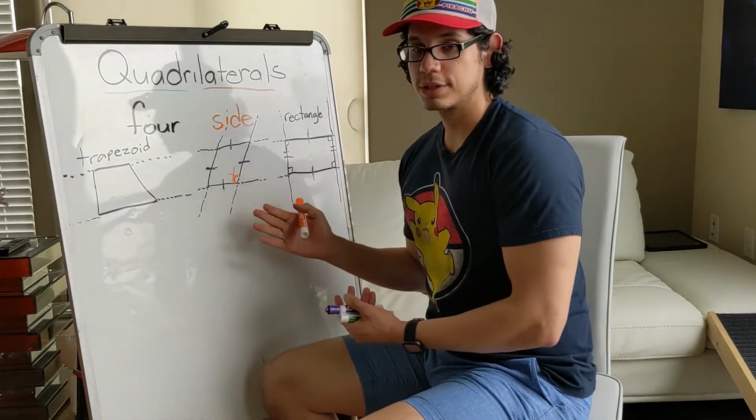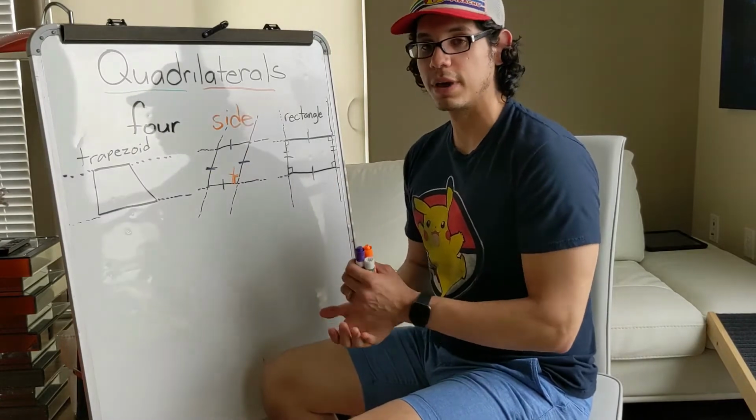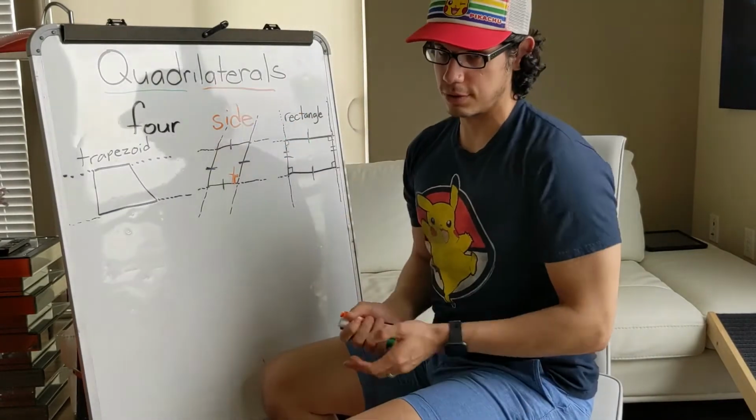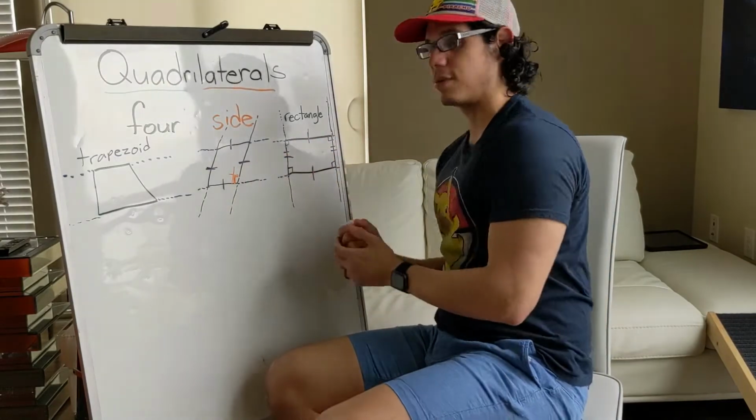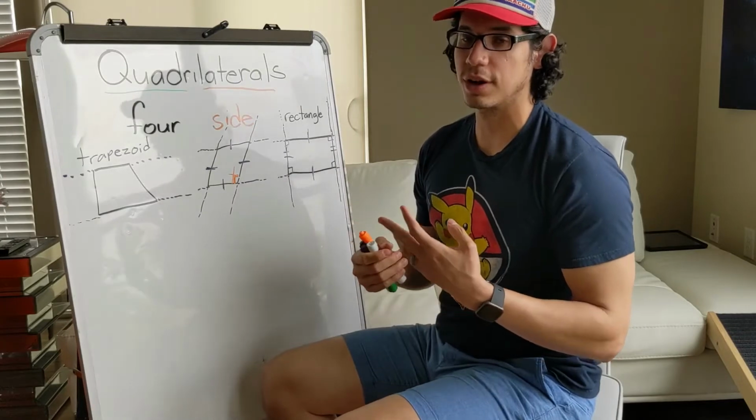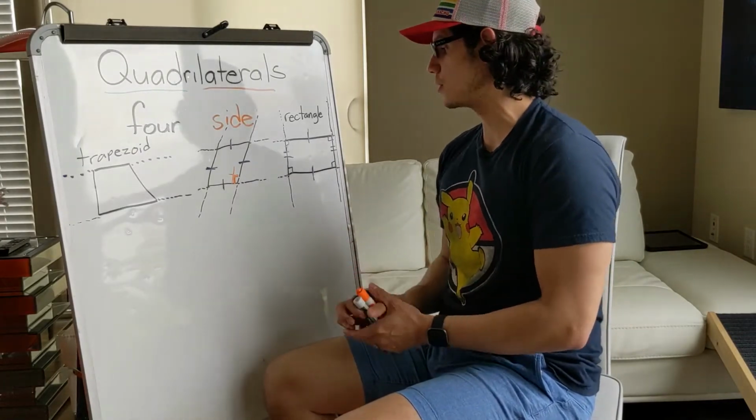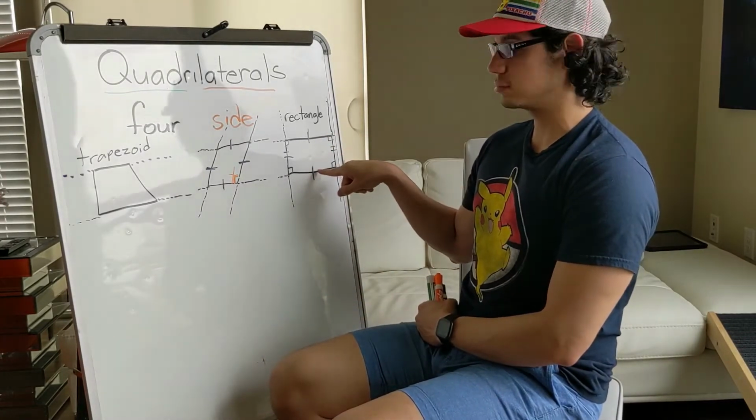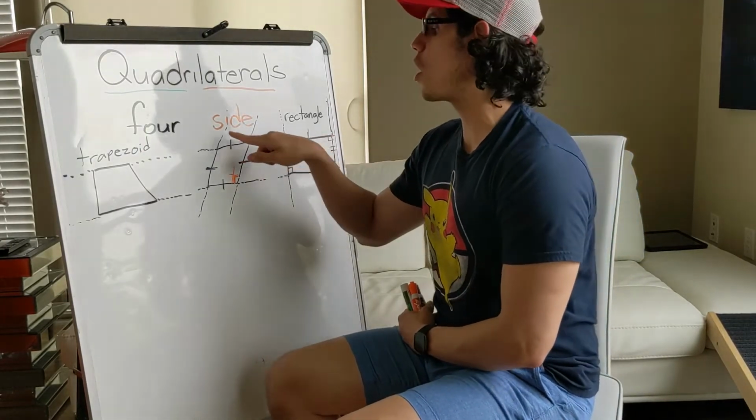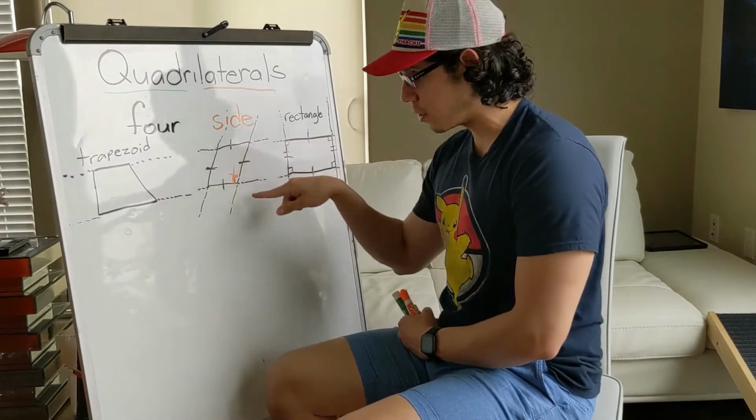So for a rhombus, we have two pairs of parallel lines and all sides congruent. That's kind of different from a rectangle because a rectangle has two pairs of sides that are congruent or equal. This side and this side are equal, and then this side and this side are equal. In a rhombus, all of its sides are the same length. They are all congruent.